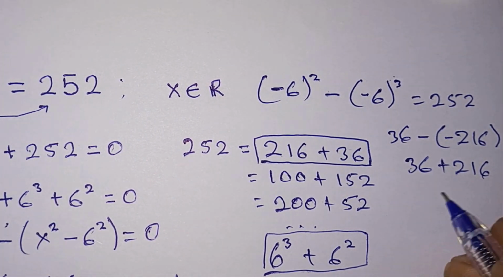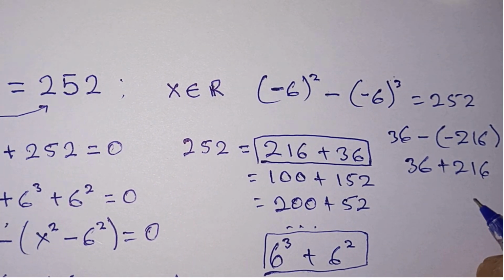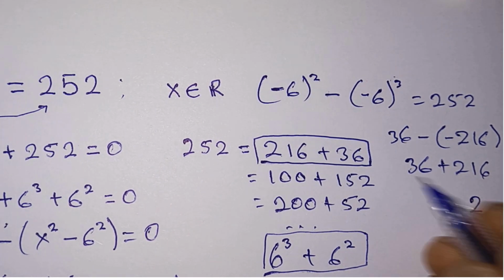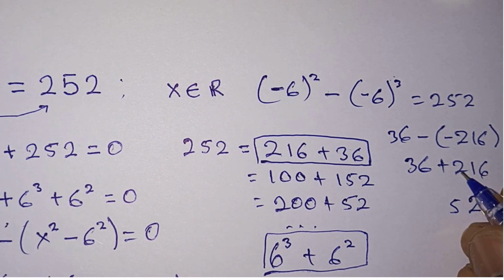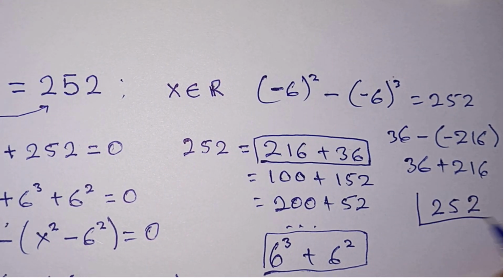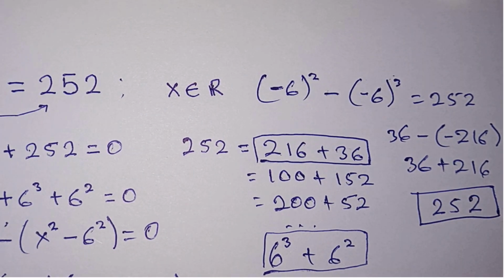Now let's go ahead and then sum them. 6 plus 6, that is 12. You write 2 remainder 1 plus this 1 making 2 plus 3 making 5. Then we are left with these 2 over here. And we see that we are getting 252.